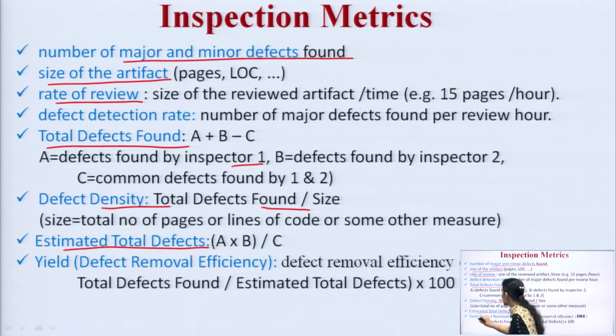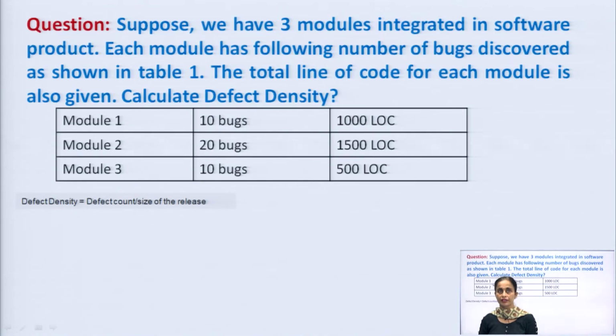And then the yield. Yield means the defect removal efficiency. It is also known as DRE, that is, total defects found divided by estimated total defects, times 100, the percentage of total defects divided by estimated total defects. Let us take one example.